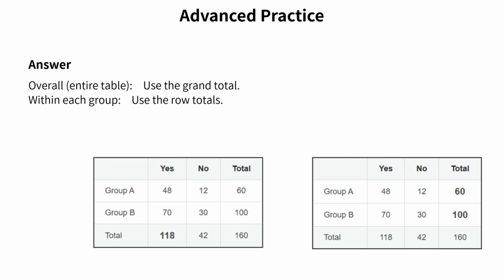One comparison uses the entire table. The other comparison stays within each group. Neither approach is wrong. They simply answer different questions. And that is the most important lesson here. On the SAT, the mistake is not in the arithmetic. The mistake is choosing the wrong denominator because you didn't notice how the question changed.